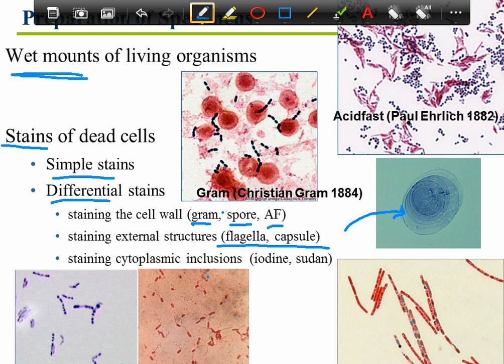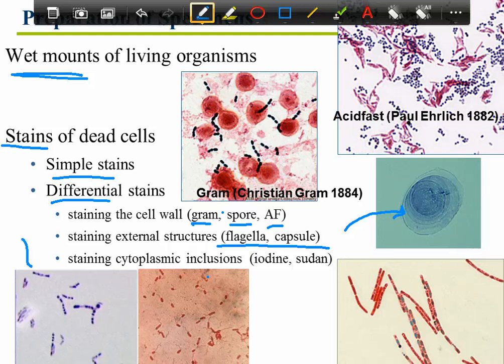Now, you can use differential stains to do a lot of things. You can use stains for staining the wall. That's what a spore stain and a gram stain are used for. You can stain flagella, things outside of the cell, or you can stain things inside of the cell.